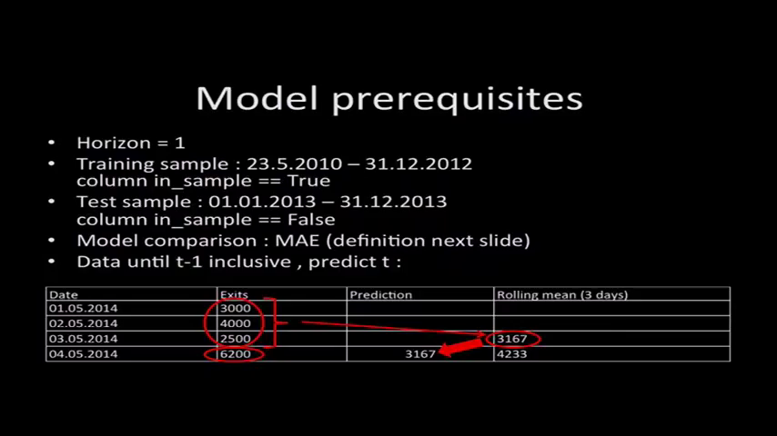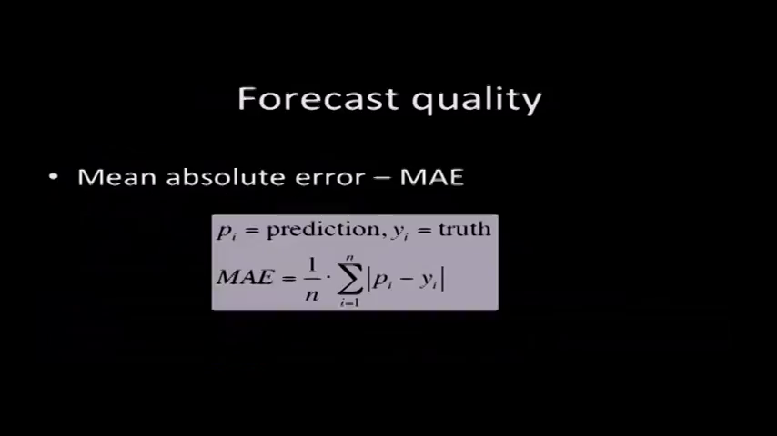For comparison, we chose the mean absolute error, which is defined on the next slide. It is just the absolute deviation between truth and prediction divided by the number of events.